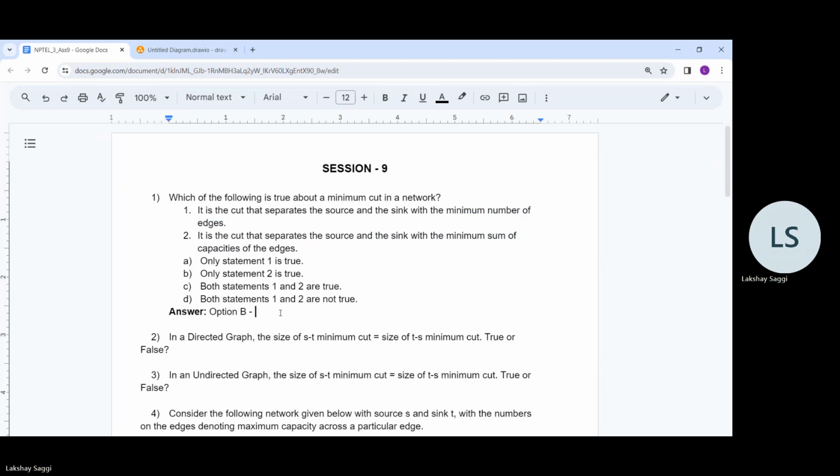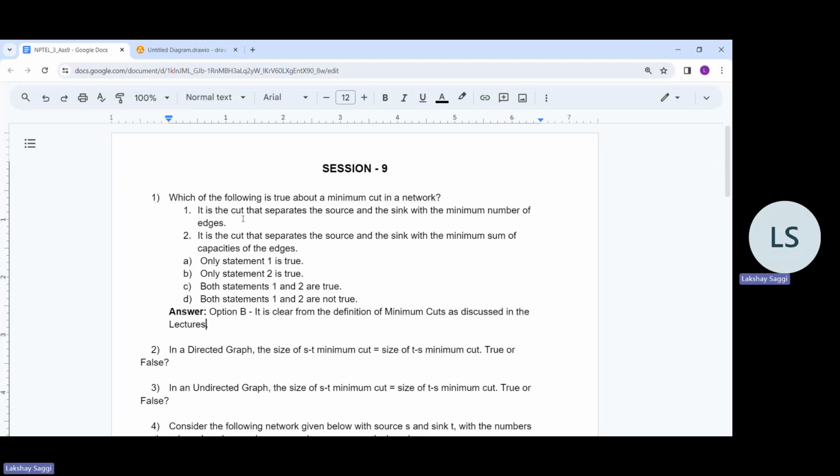It is clear from the definition of minimum cuts as discussed in the lectures. One thing to note is that the cut that separates source and sink with the minimum sum of capacities is what you call the min cut. But suppose you had to find a cut in a graph which separates source and sink with the minimum number of edges. Suppose you are given a graph, you are given some edges and so on. You already know how to find a min cut, but suppose you have to find a cut that separates source and sink with the minimum number of edges. You don't need the minimum sum of capacities, but rather the minimum number of edges.